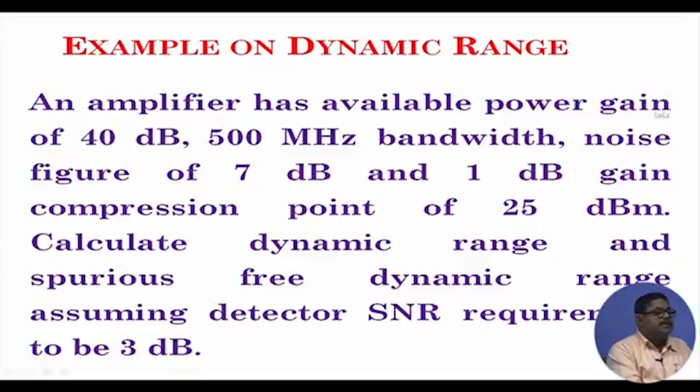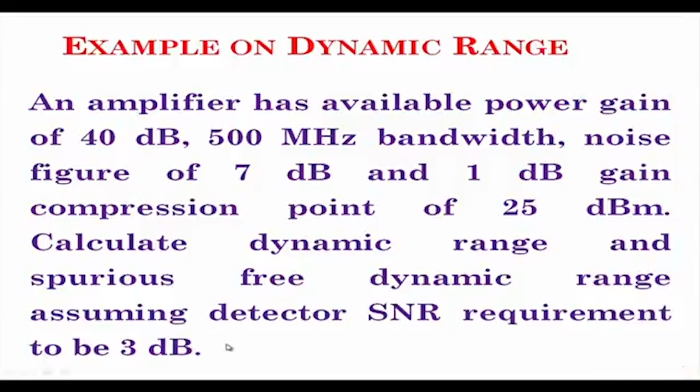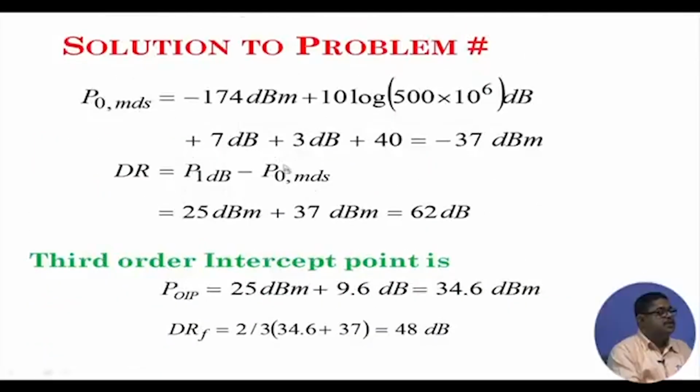An amplifier has an available power gain of 40 dB, 500 megahertz bandwidth, a noise figure of 7 dB, and a 1 dB gain compression point given at 25 dBm. Calculate the dynamic range and spurious free dynamic range, assuming the detector requirement to be 3 dB. That means, as I said, if the signal is 3 dB above the noise level, I say okay, there is a signal. So, the solution is given here.